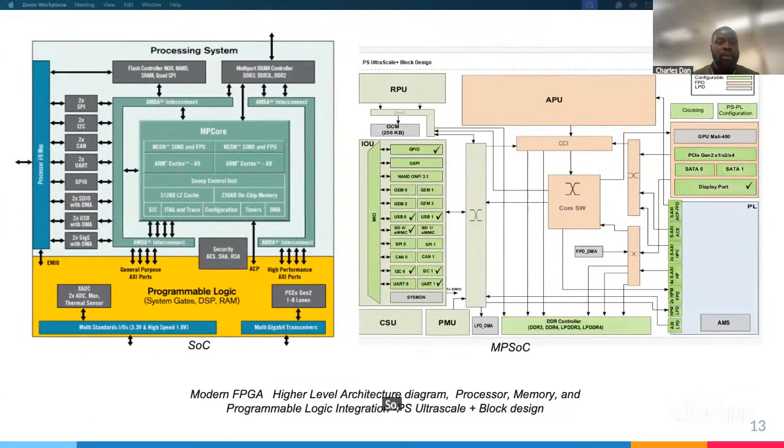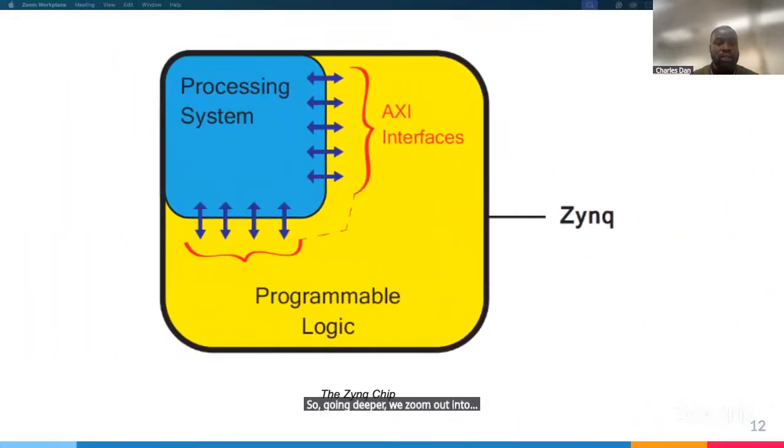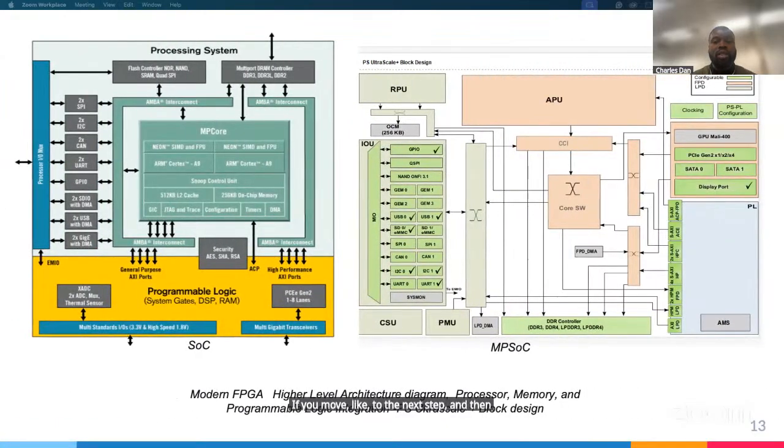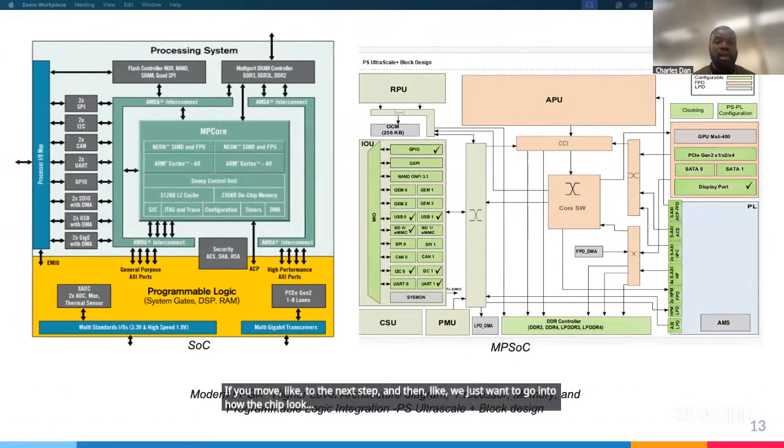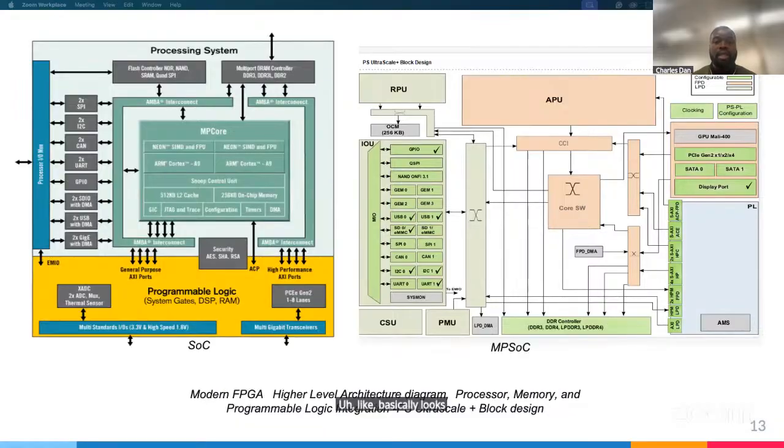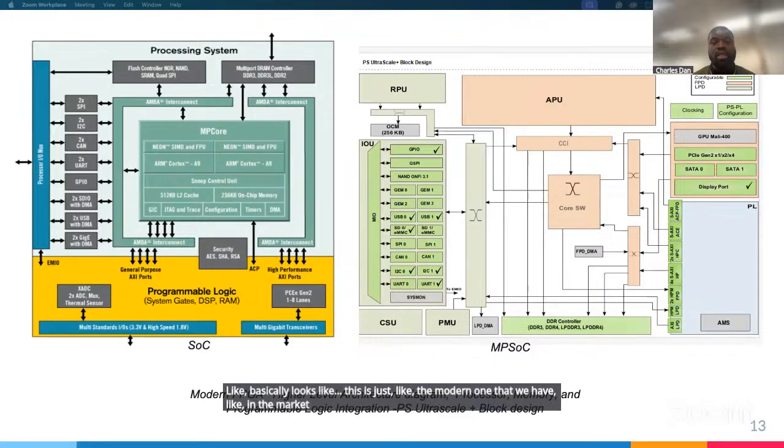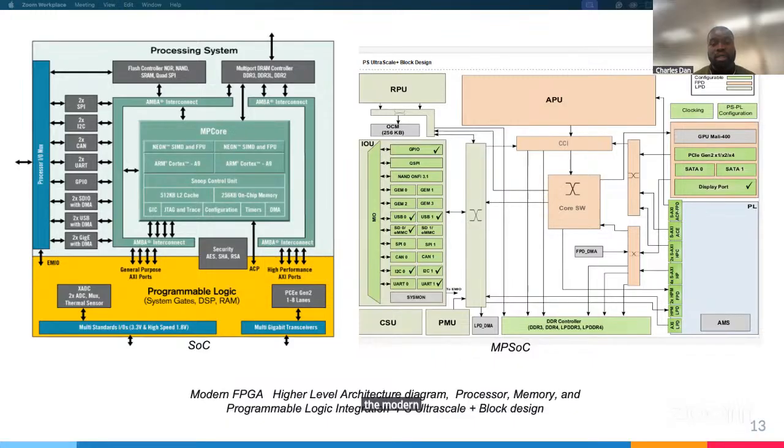So going deeper, we zoom out into how this looks. If you move to the next step, we just want to go into how the chip basically looks. This is just like the modern ones that we have in the market. So it is just the modern FPGAs, which have evolved far beyond a simple PL chip.